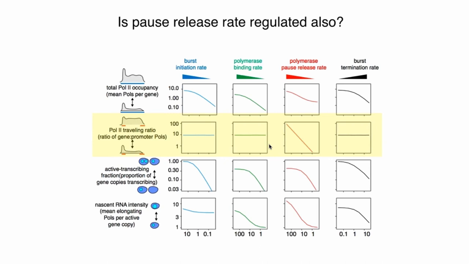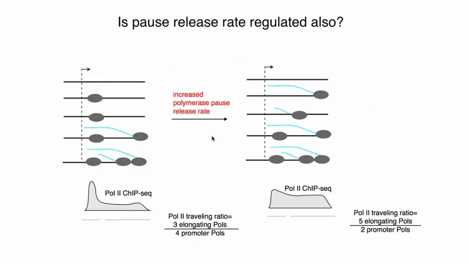What I'm showing here is the model prediction saying that measuring the Pol2 traveling ratio, so the ratio between polymerase elongating in the gene versus at the promoter, can measure changes in the pause release rate very specifically, because a change in traveling ratio does not occur with changes in any of the other rates of transcription. And here is just a schematic for the intuition for that.